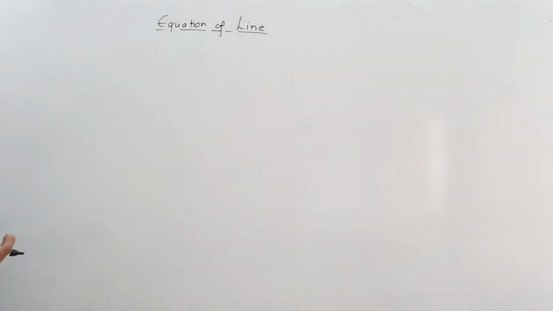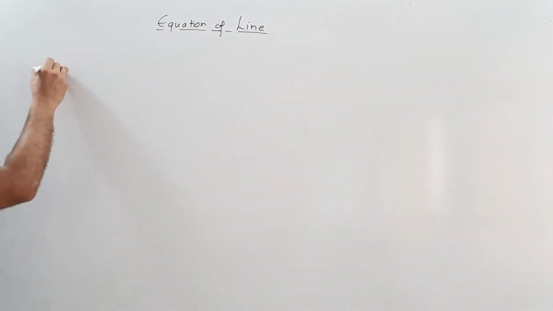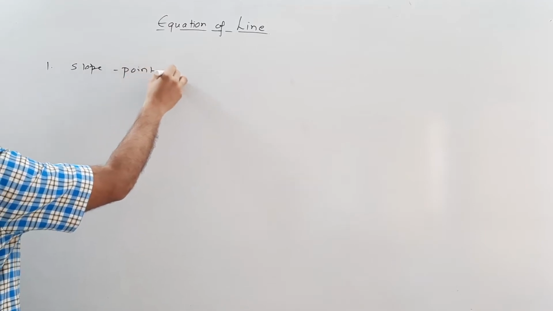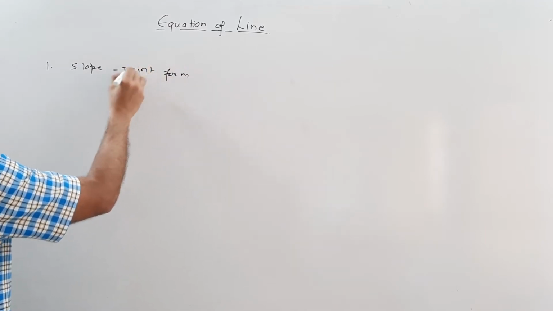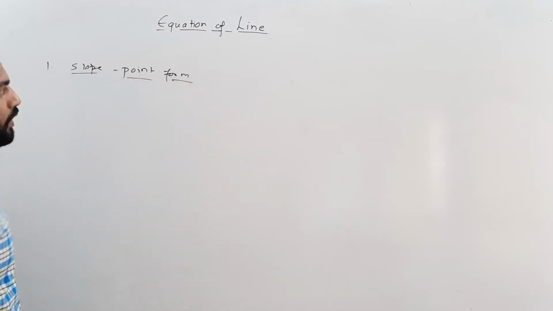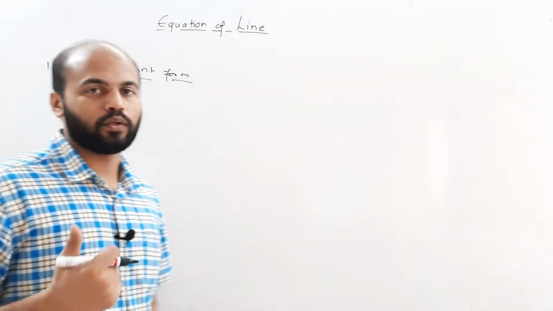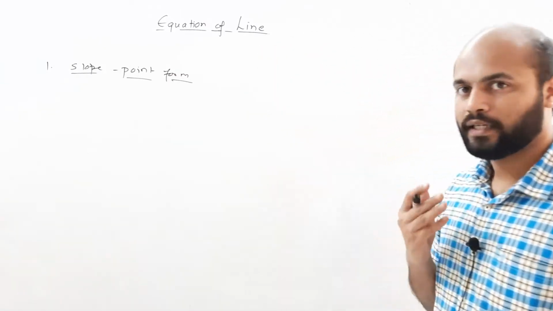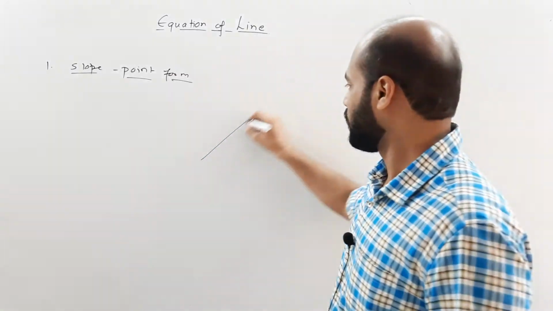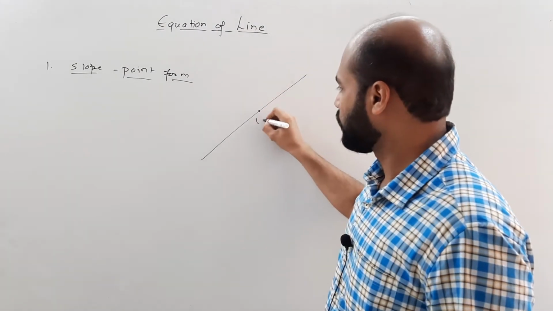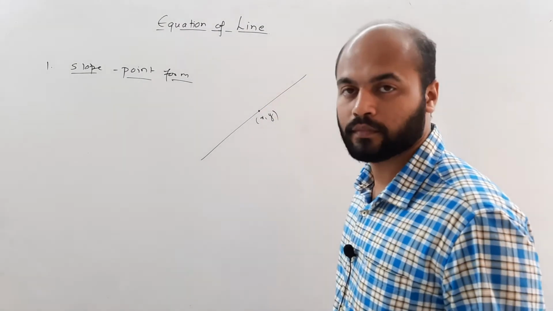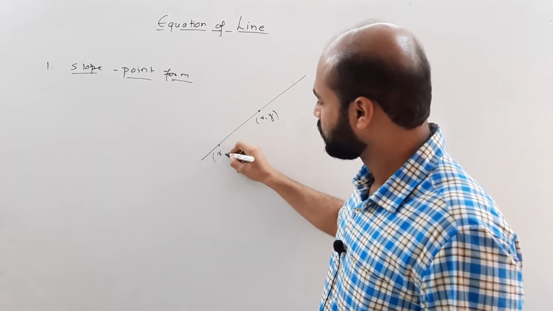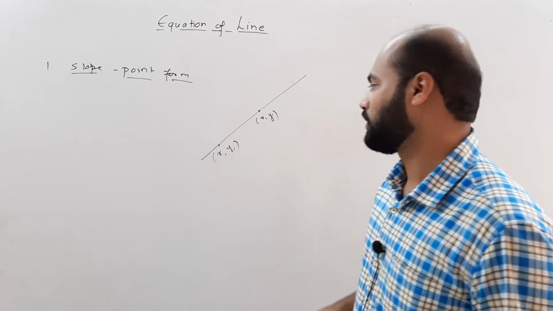The first equation of a line, you can say it is the slope point form. So in this particular part, if there are two things given to us, that is one is a slope and the other one is a point, then we can write the equation of that line. Let's see how. Let's say that we got a general point x comma y on this line, and also we know that this is the point that is there on this straight line.